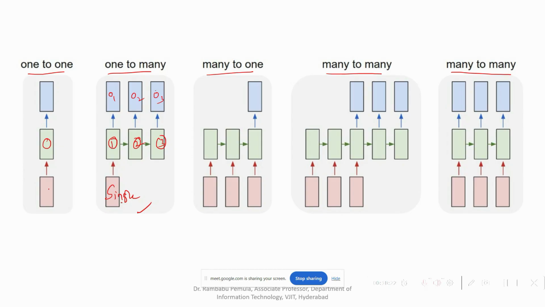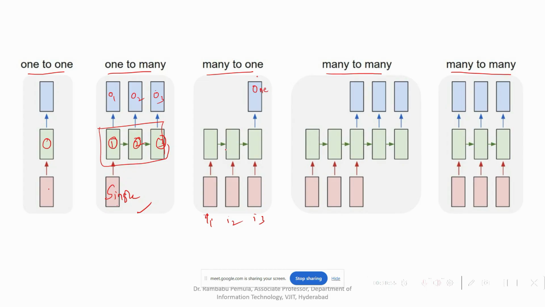That means for a single input value we are going to generate multiple outputs with the help of multiple recurrent neural network nodes. Now here, multiple inputs are there, that is I1, I2, I3. Different inputs are there, and after reading all the inputs, finally we are going to generate only one output.